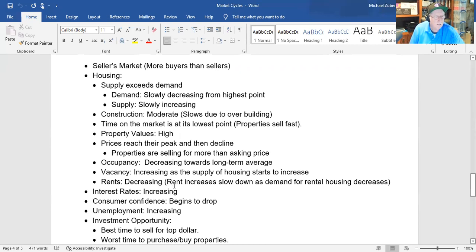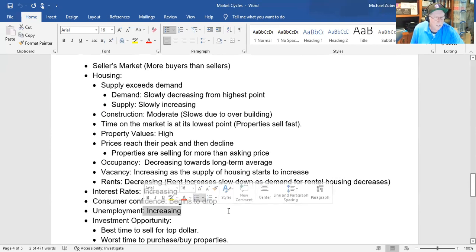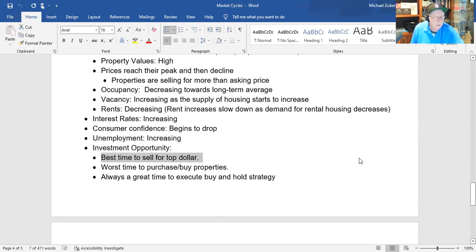Interest rates are increasing. Confidence beginning to drop. Unemployment, it's still decreasing, but I think it increases this year. I think this pandemic has made it really, really interesting. If you want to sell, absolutely right. Best time to sell. Top dollar. Yeah, refi. This is the best time. If you wanted to recycle capital, now is the time. This is where we're at.